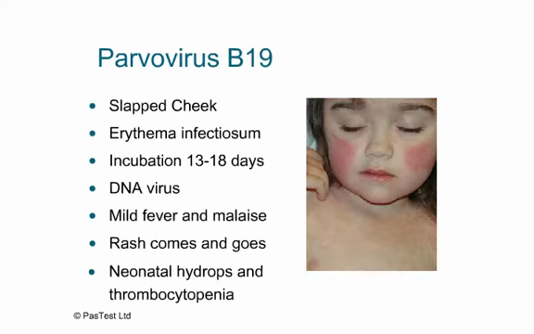Slapped cheek syndrome is caused by parvovirus B19 infection. This is a DNA virus, and just to let you know, there is only one type of the parvovirus, and the fact that it's numbered B19 is just confusing. This clinical condition is also called erythema infectiosum. Parvoviral infection has an incubation period of 13 to 18 days. The child usually has a mild fever and malaise, but a very, very prominent rash. It's just worth thinking about that when comparing it to roseola infantum, which is the other way round.